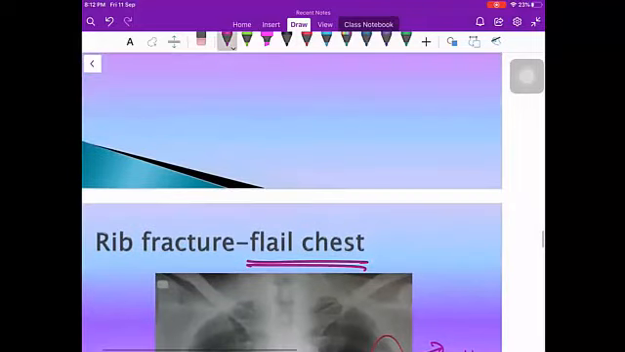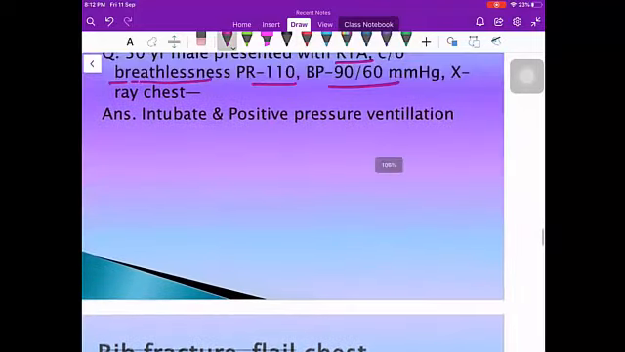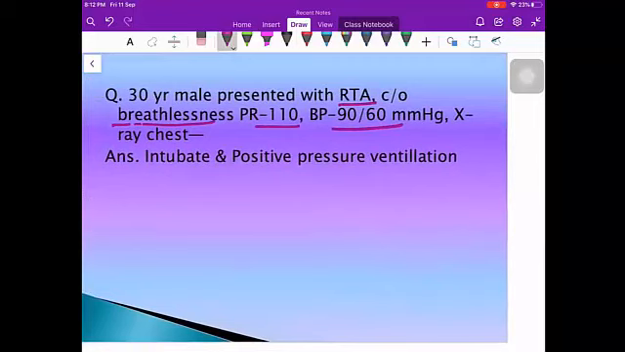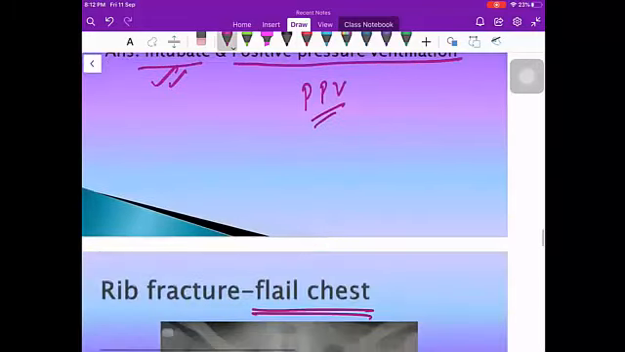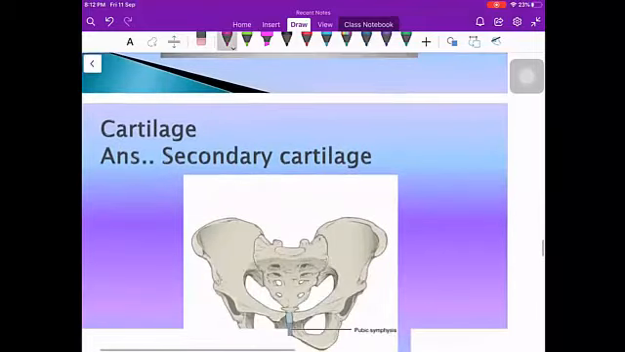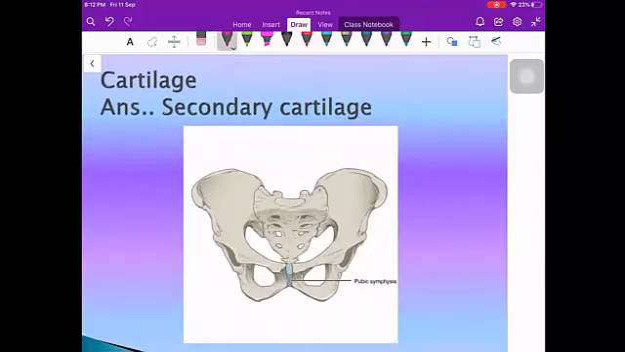So what is the management of this case? The patient will have difficulty in breathing, so intubation should be done and positive pressure ventilation should be given. Next, there was an image. This is from anatomy, and they have asked what type of cartilage this is. So this is a secondary cartilage.